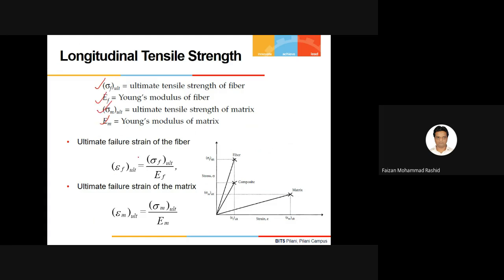Okay, so now you see here the ultimate failure strain of the fiber. How much is the failure strain of the fiber? If I know the Young's modulus of this one in the one direction, I can get it. So this is the Young's modulus of your fiber. This is the Young's modulus of the matrix material. So I can get these two strain values. So there is some meaning for these strain values, which is why I am calculating them.